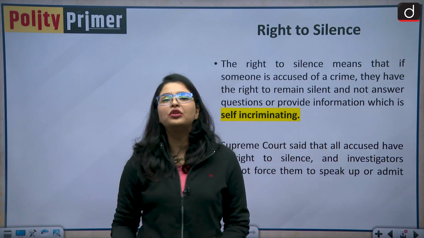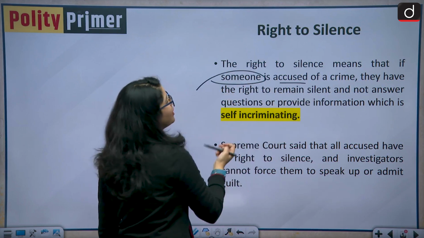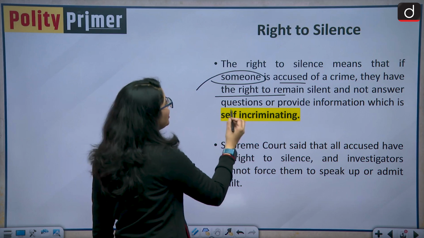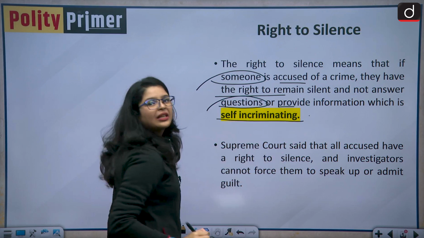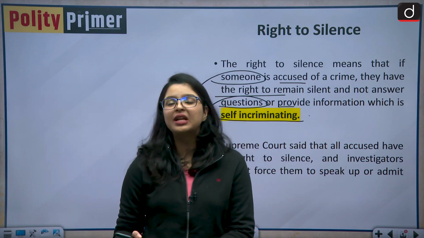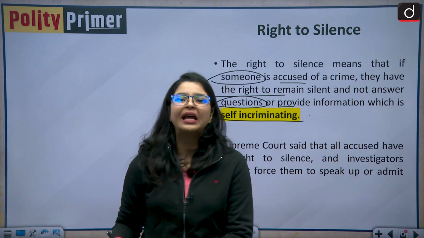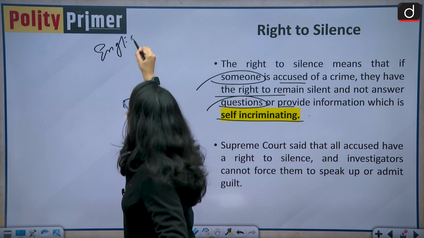So if I talk about this right to silence, it means that if someone is accused of a crime, they have the right to remain silent and not answer questions or provide information which is self-incriminating in nature, that would expose them to criminal proceedings. And if I talk about the historical background of this right to silence, it has been borrowed from the English common law.